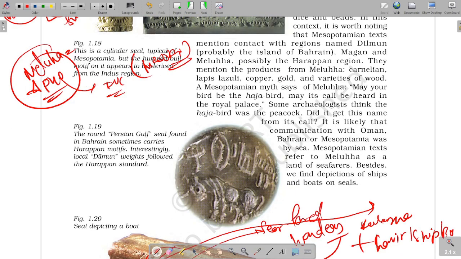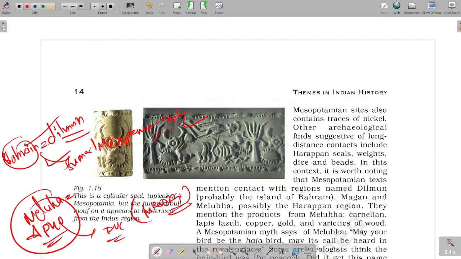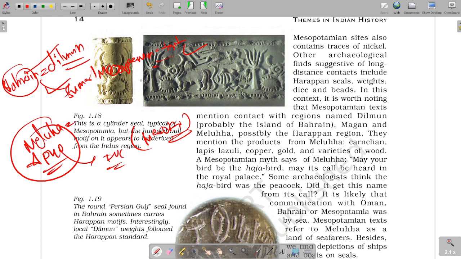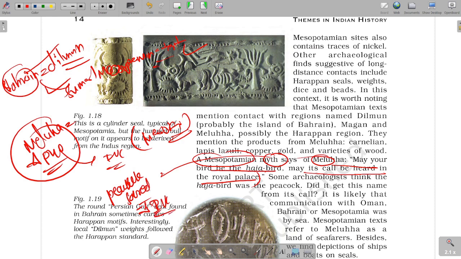Guys, here the mention of the Haja bird is there. There is a popular saying in Mesopotamia: may your bird be the Haja bird, may its call be heard in your royal palace. This Haja bird is depicted to be a peacock, which was sacred and found in India. This is mentioned in Mesopotamian texts.